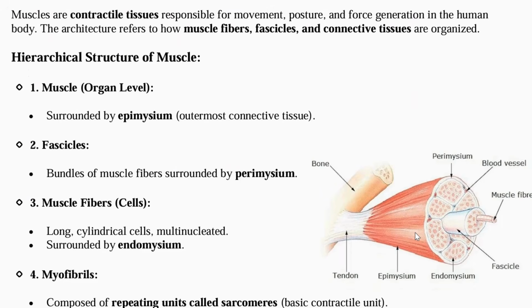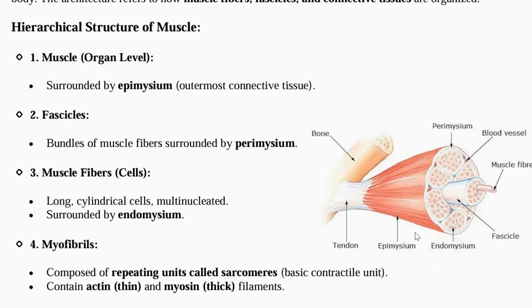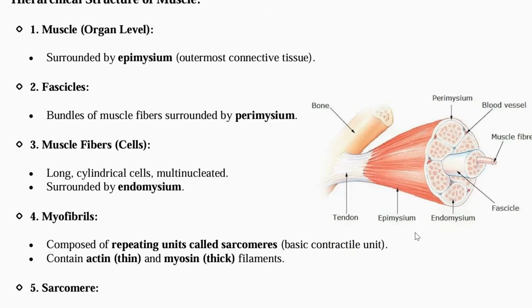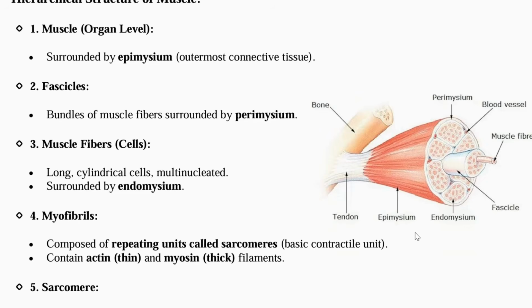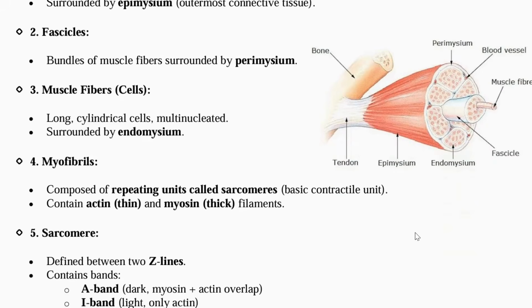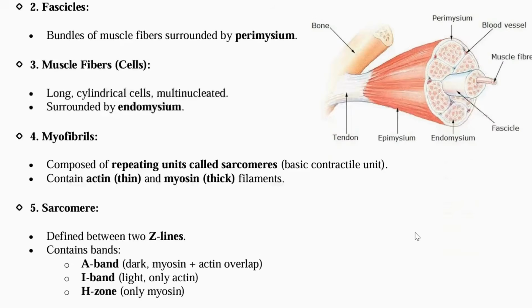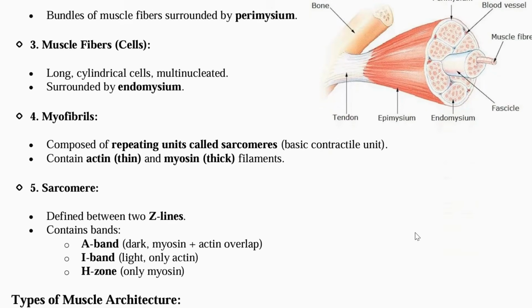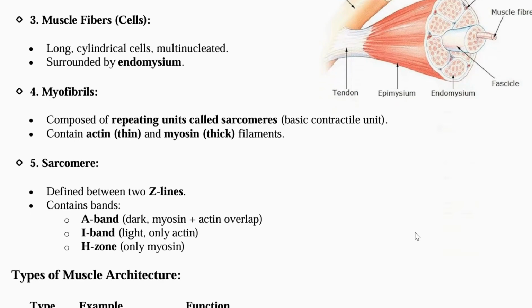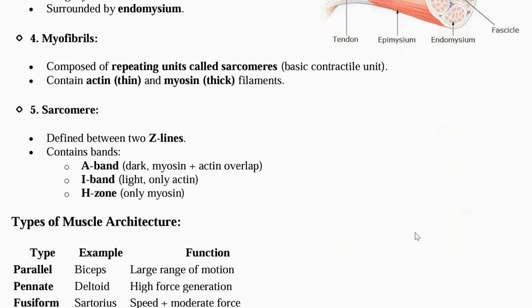architecture. Muscle is surrounded by the epimysium, the outermost connective tissue. Then fascicles, a bundle of muscle fibers surrounded by perimysium. Muscle fibers are long cylindrical cells, multinucleated, surrounded by endomysium. Myofibrils are composed of the repeated units called sarcomeres. These contain actin as thin and myosin as thick filaments.